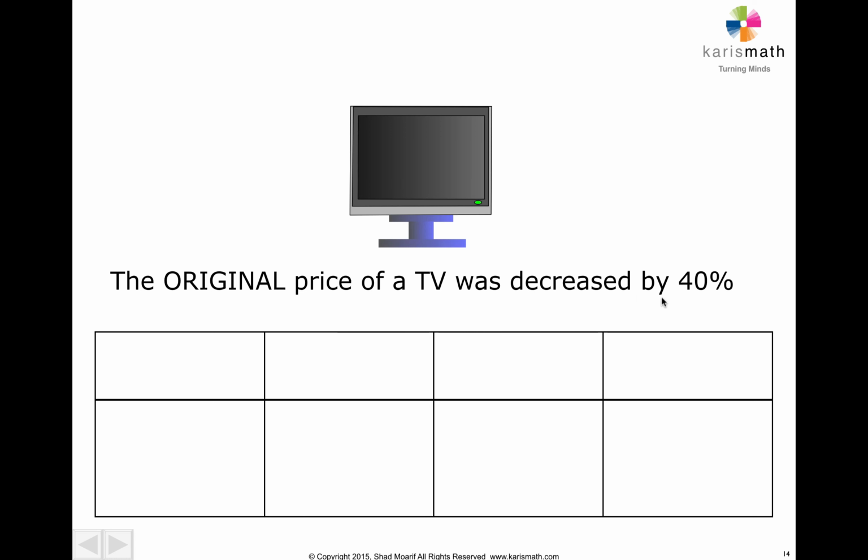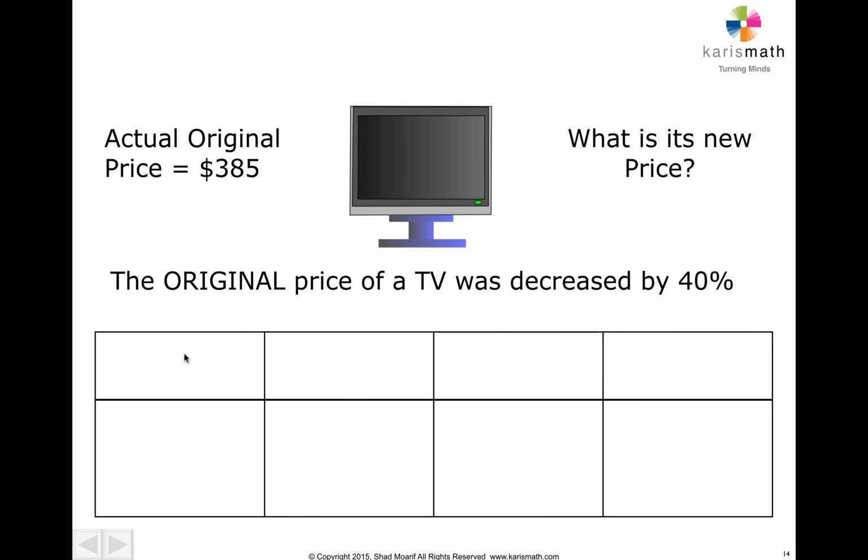Now if you take a television, the original price of a TV was decreased by 40%. Now, the original price was $385, so let's write that down as a given. What is its new price? So on the grid, the original price is shown as $385. What do we write here? Yes, after the original price, we know it was decreased by 40%, so let's show the decrease. The percentage decreases how much? 40%. So we'll write 40%, but 40% of what?